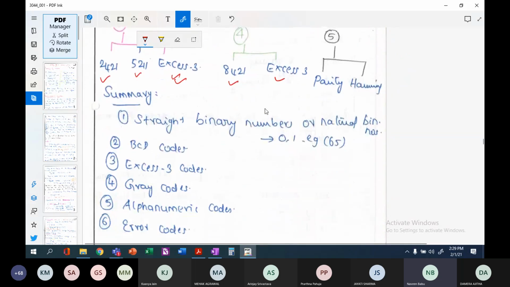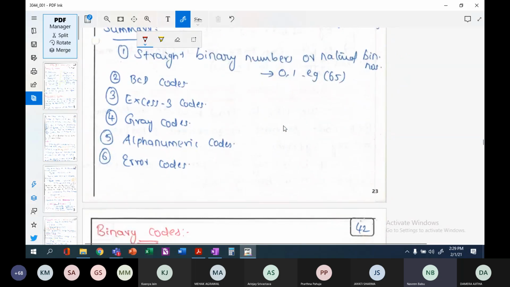Now, what we need to summarize here is that there are straight binary numbers, the natural binary numbers like 0, 1, 2, 3. Based on that, you have the alphanumeric codes. Then, in general, you have BCD codes. There are multiple classifications to it, but let us not bother about that. And the XS3 code, normally written this way also, X, S, and 3. And then you have gray codes, the alphanumeric codes we have already seen, and error codes.